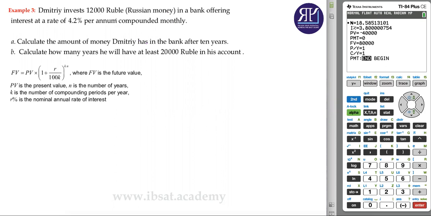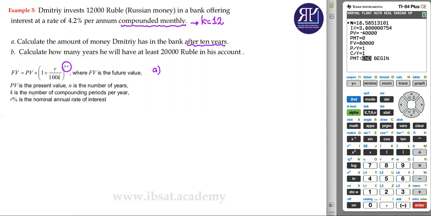Dimitri invests 12,000 rubles in a bank offering interest at a rate of 4.2% per annum compounded monthly. You see, compounded monthly means that in the formula here, k will be equal to 12, because 12 times the money will be compounded in a year. Now let's see choice A. Calculate the amount of money Dimitri has in the bank after 10 years.